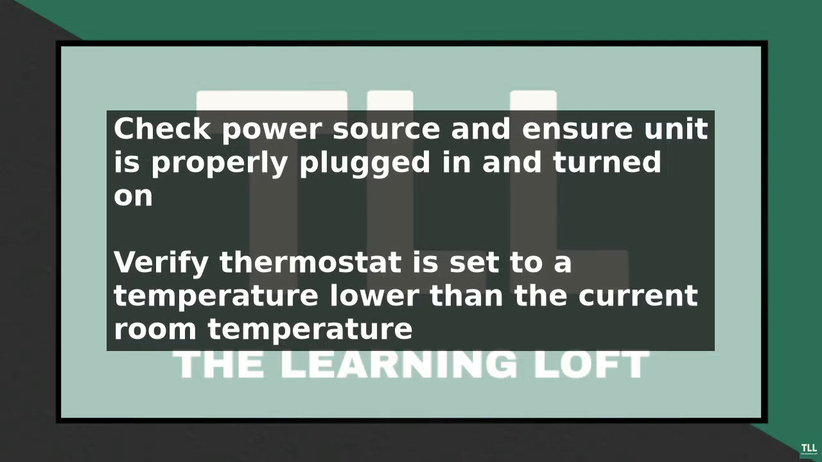To fix a window air conditioner that is not blowing cold air, start by checking the power source and ensuring the unit is properly plugged in and turned on. Next, verify that the thermostat is set to a temperature lower than the current room temperature.